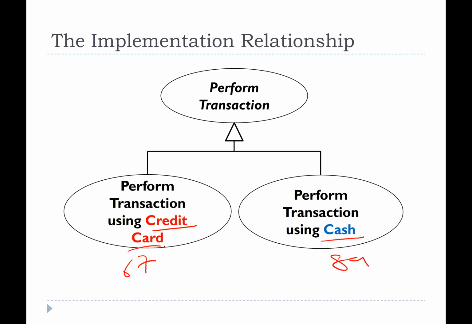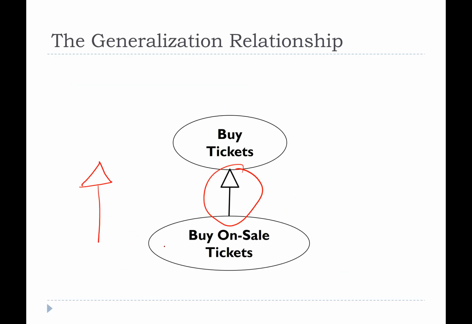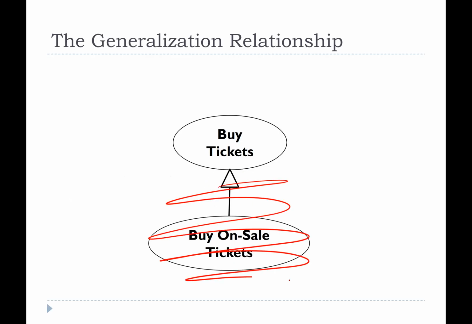Now, if I compare this to, let's go back a few slides, to this slide over here, had I not had the bottom part at all, it would have been just fine. I'm just buying regular tickets. Okay. And that's the main difference between the generalization and the implementation. They're quite close, they're cousins, okay? But the difference is that the parent use case in the generalization relationship is something that I could do on its own without the base, okay? Whereas with the implementation, no, I need to implement it.